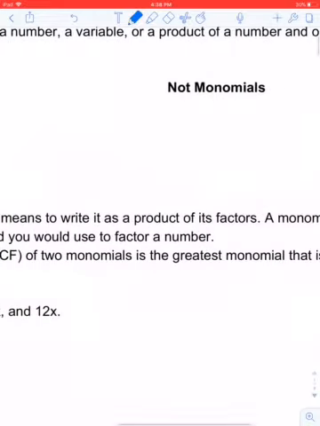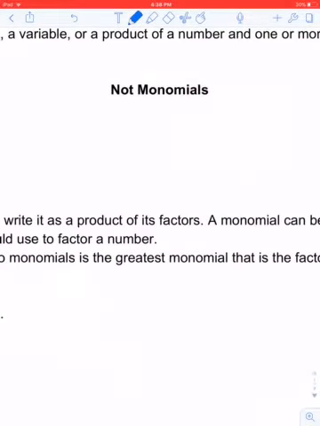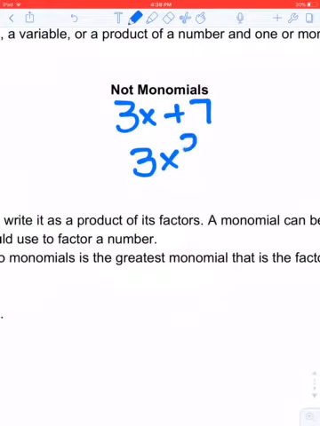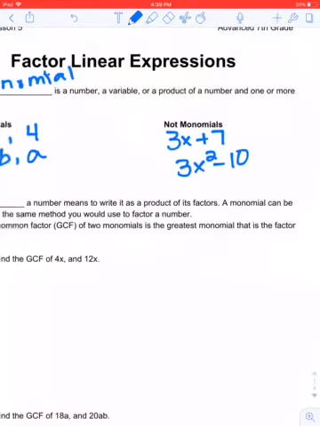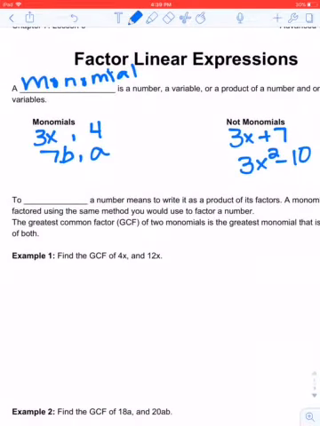An example of a non-monomial would be something where we have adding or subtracting. So if I had something like 3x plus 7, that is not a monomial. If we had something like 3x squared minus 10, that is not a monomial. So a monomial, we're dealing with things that have one term in them. I can't have more than one term.